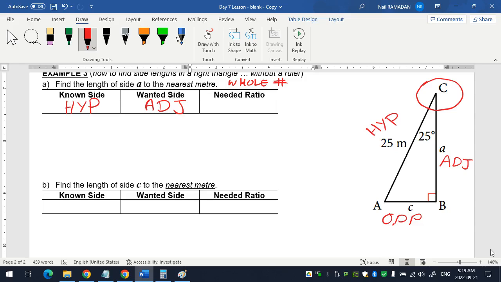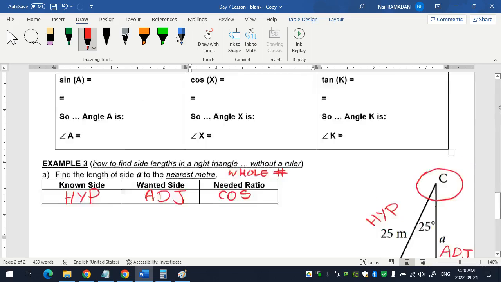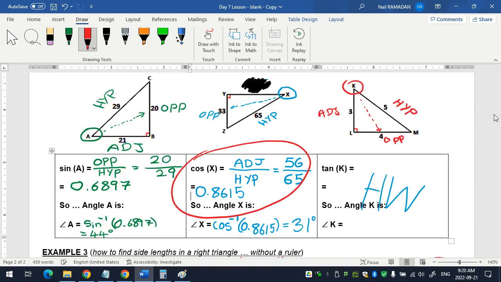Can you tell me what is the only ratio, sine or cosine or tan, that relates or connects just these two? Just the hype and the adjacent. Patrick? The only one that relates adj and hype is what? Cosine. So go ahead. The needed ratio is cosine, just COS. Perfect. What do I do now? I'm going to do something similar to that. Similar, not exact, because we're missing a number. All right. Let's write it down.